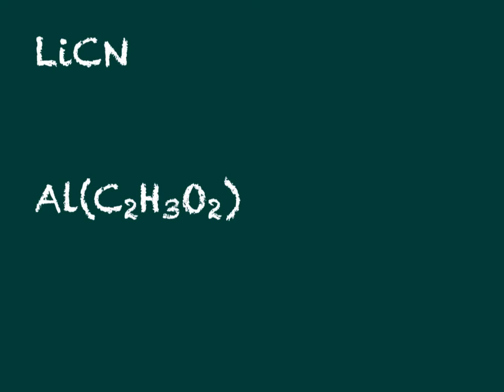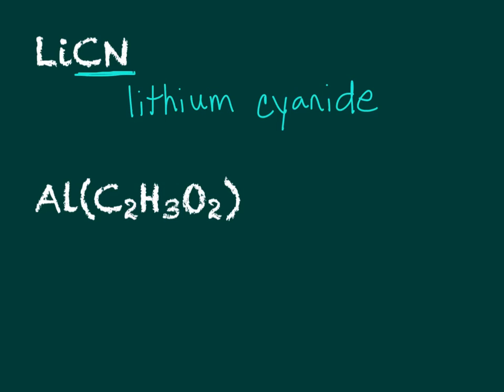Here are 2 more examples. I'm looking at LiCN, and I recognize that CN is a polyatomic ion. Its name is cyanide. It's one that you're supposed to memorize, and it is on the polyatomic chart. So I name my polyatomic ion, then I go back and look at my other element, Li. I know that Li is the symbol for lithium, so my formula is for lithium cyanide.